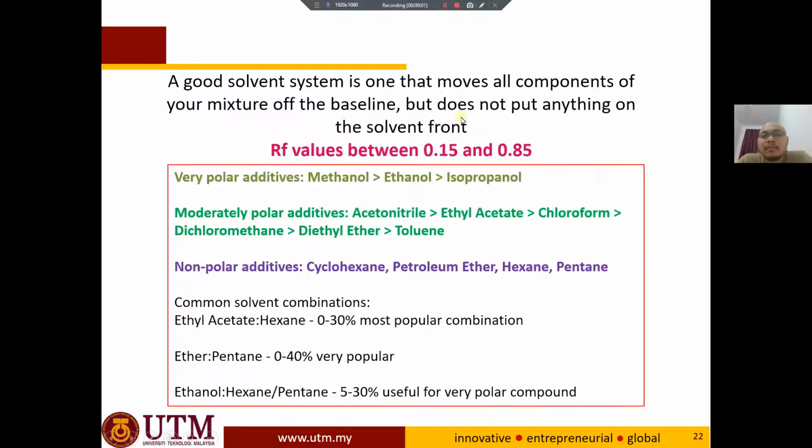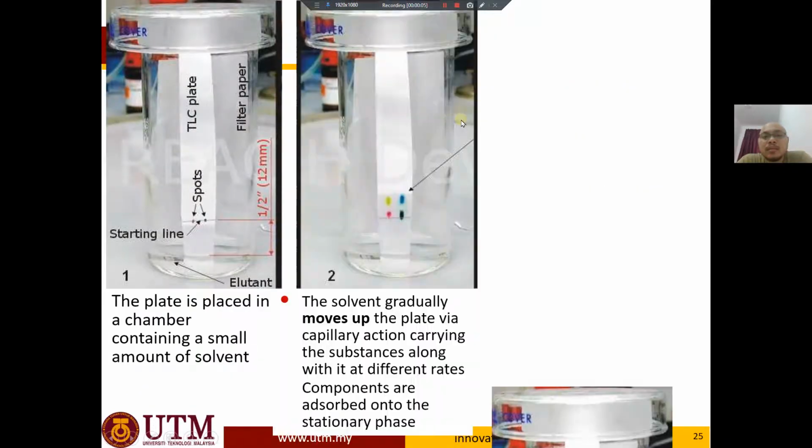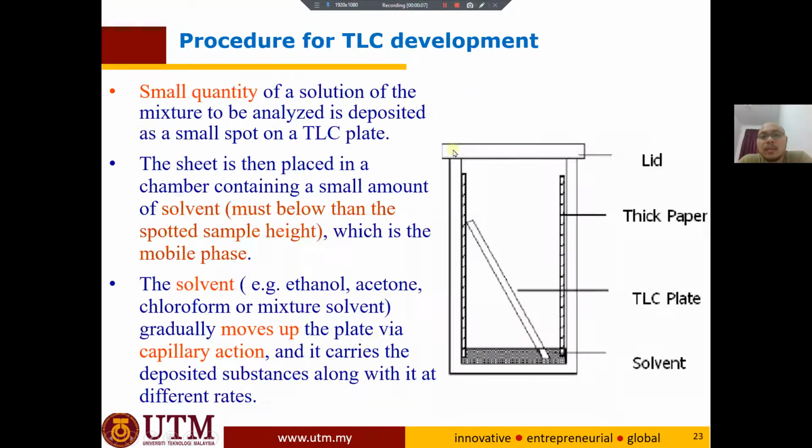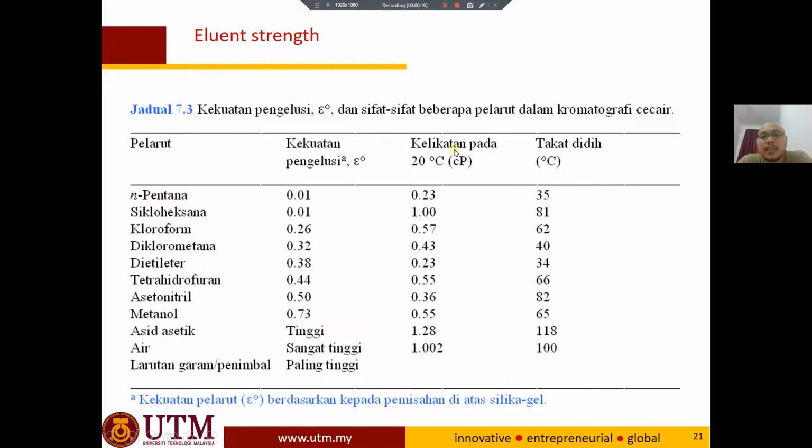Okay, before we go to that, I think the retardation factor is still a long way after this. But here is the example of the eluent strength. The more polar the eluent, the stronger the mobile phase. For example, pentane is non-polar, so it's not that strong compared to water, which is almost 1.0. Methanol is 0.73. If you look over here, it increases with the polarity.